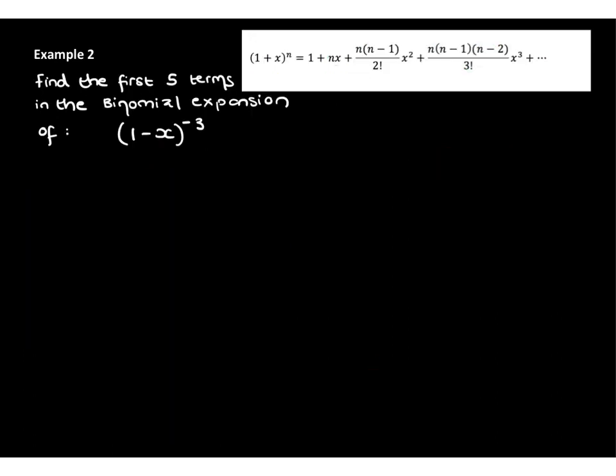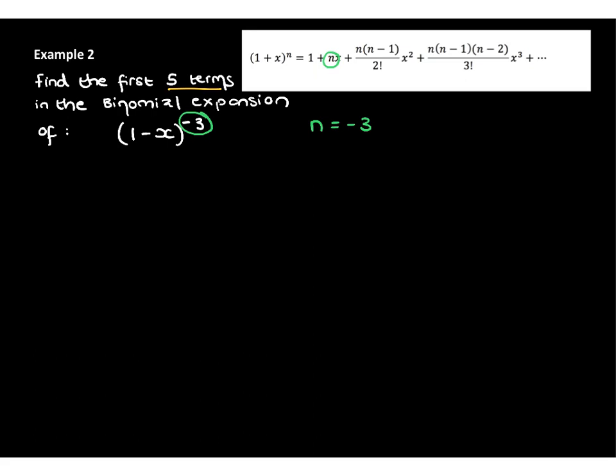So, second example, we're going to find the first 5 terms in the binomial expansion of 1 minus x to the -3. So first job, we need to identify what the value of n is. So n clearly equals -3 here, which means everywhere there's an n in this formula, in this binomial expansion, we're going to replace it with n equals -3.